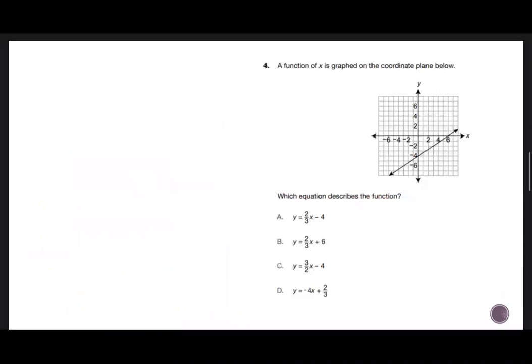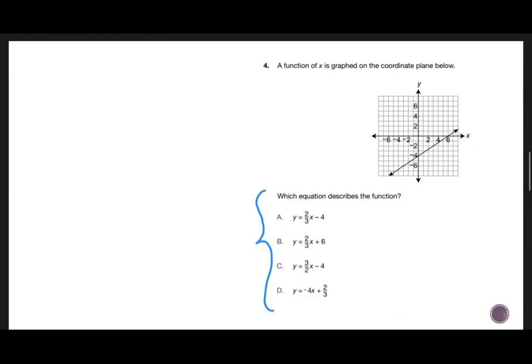If we look at this, we have a function of x graphed on the coordinate plane below. And we have a graph here. Which equation describes the function? If we look at all our answers here, which is always a good idea on multiple choice, we have all of these in slope-intercept form.